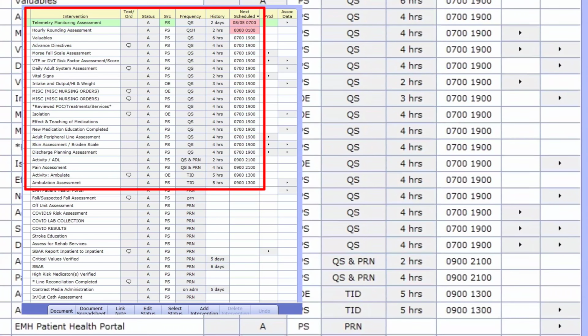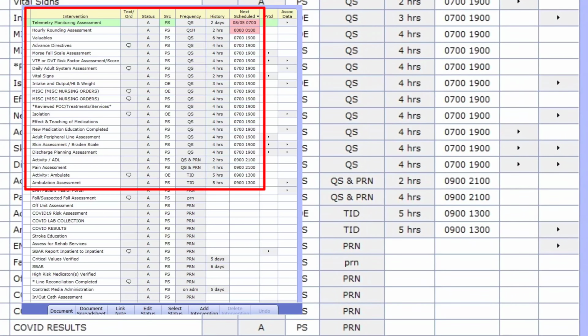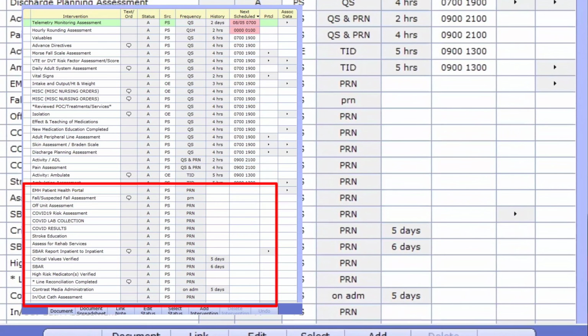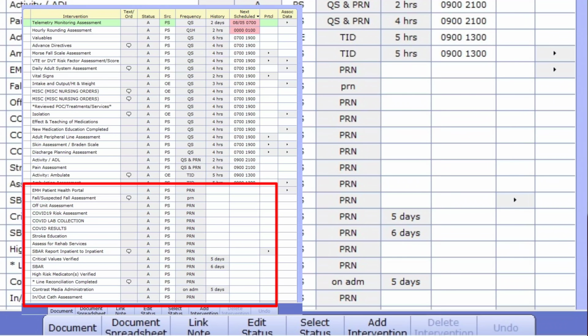So basically, the ones that have a number or that are scheduled, these are the things you have to do per shift. And the bottom ones are usually PRN documentations, where you only have to document if you need to use them. Okay, so it doesn't mean you have to do everything there. Most likely just the things that are scheduled.